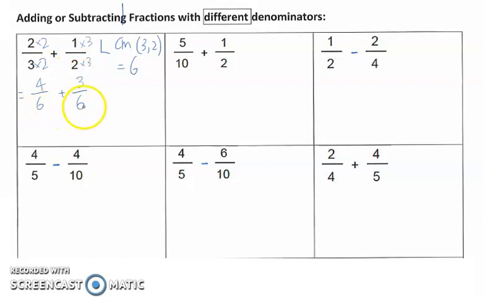Now we have fractions with the same denominator, and all we need to do is add the top numbers together, which is the numerators together. So that is 4 plus 3. Therefore the answer is 7 over 6.